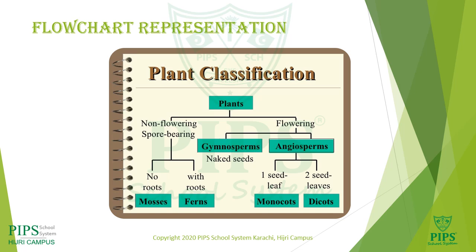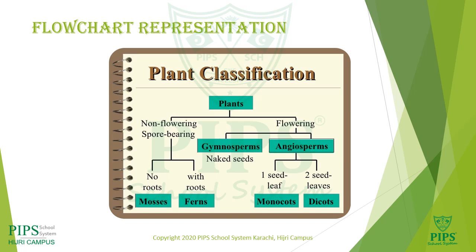Here on the left side there are those plants which have no roots, and on the right side there are some plants which have roots. Mosses and ferns are the classical examples of plants which have no roots and which have roots. Mosses have no roots and ferns have roots.